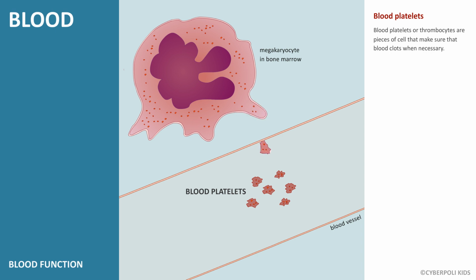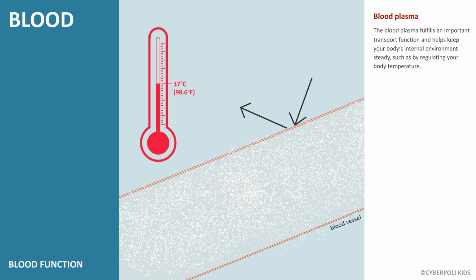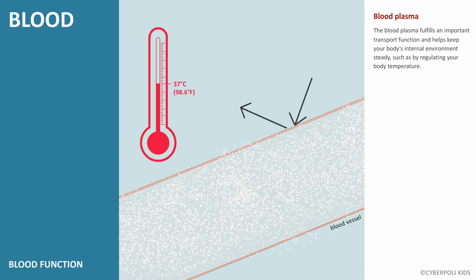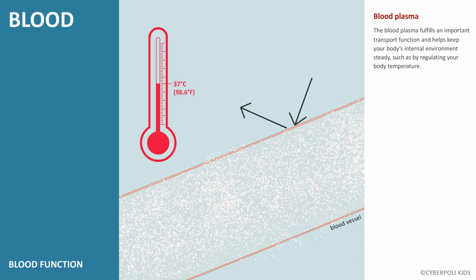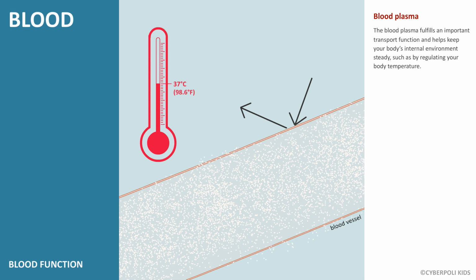Blood platelets, or thrombocytes, are pieces of cell that make sure that blood clots when necessary. The blood plasma fulfills an important transport function and helps keep your body's internal environment steady, such as by regulating your body temperature.